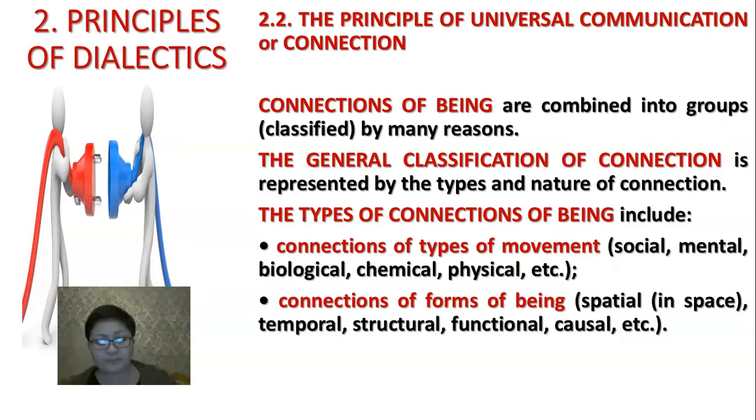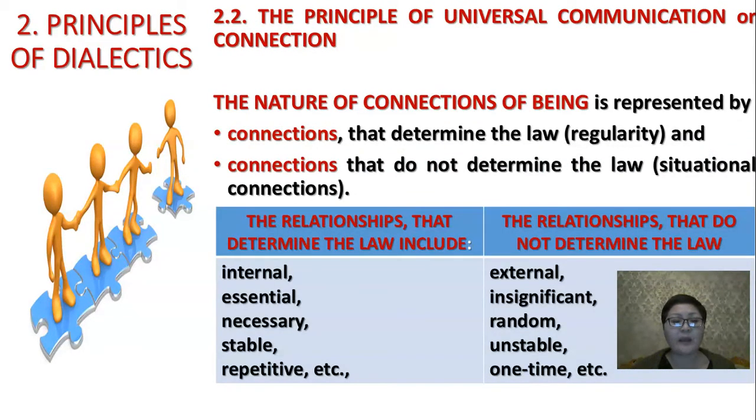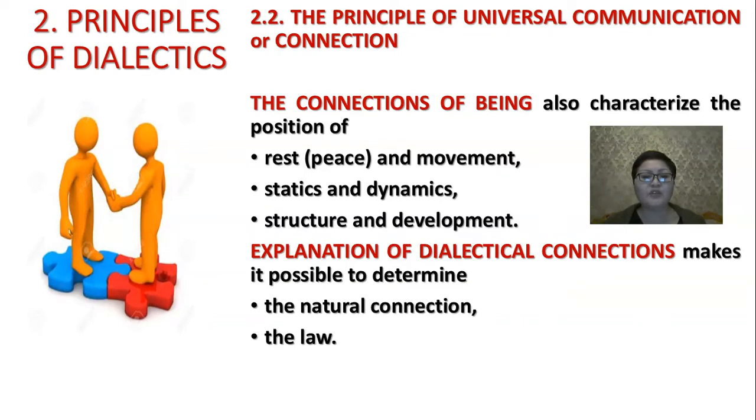The nature of connection of being is represented by connections that determine the law or regularity, and connections that do not determine the law, or situational connections. For example, the relationships that determine the law include internal, essential, necessary, stable, repetitive connections, etc. The relationships that do not determine the law include external, insignificant, random, unstable, one-time, etc. forms of connection. The connection of being also characterizes the position of rest, peace and movement, statics and dynamics, structure and development. Explanation of dialectical connections makes it possible to determine the natural connection, the law.